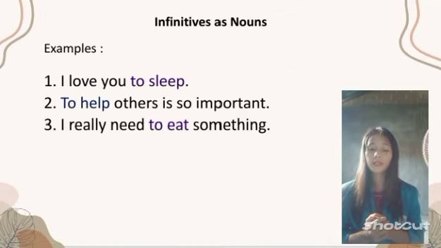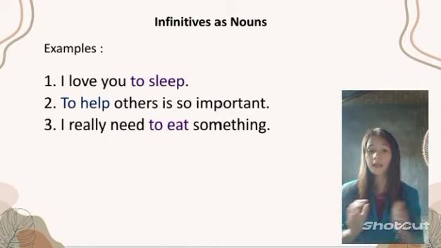Let's understand with examples. I love to sleep. In this sentence, the verb is love, and to sleep is the object of the sentence. In this case, the infinitive functions as a noun that expresses an opinion. So here, to sleep is used as an object in the sentence, so it acts as a noun.